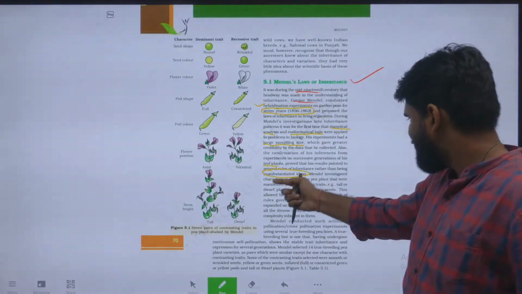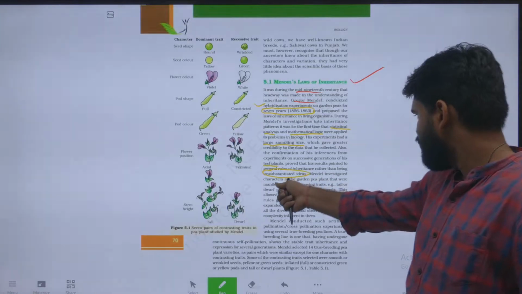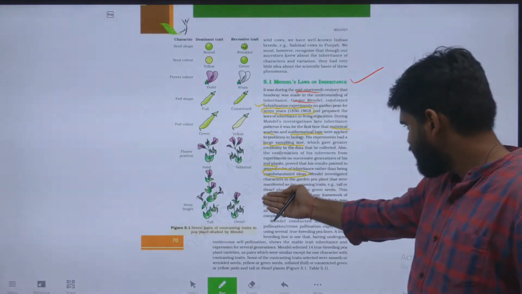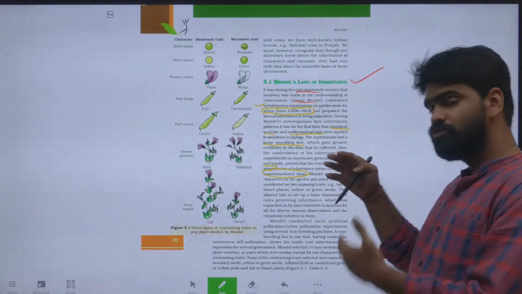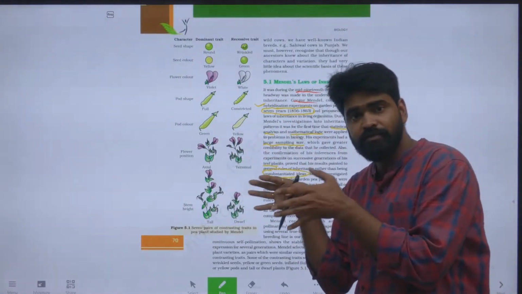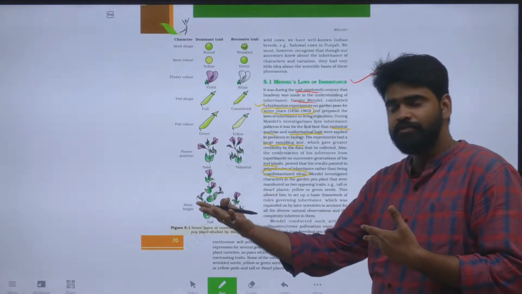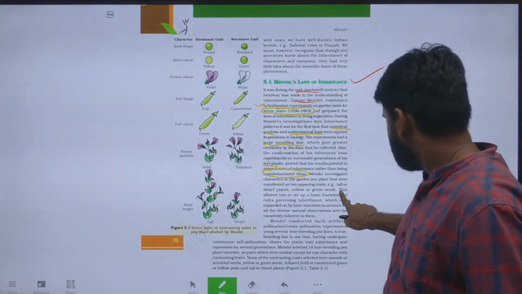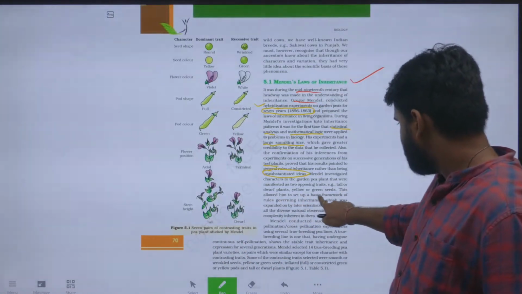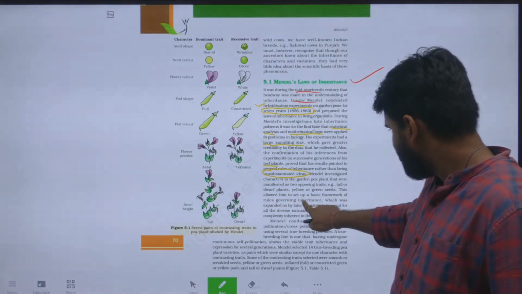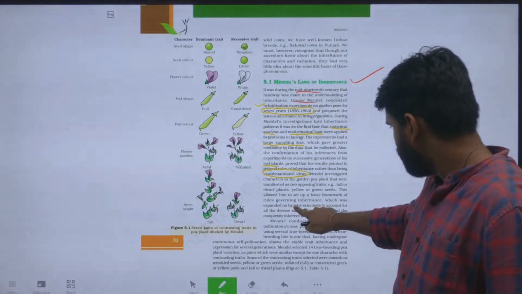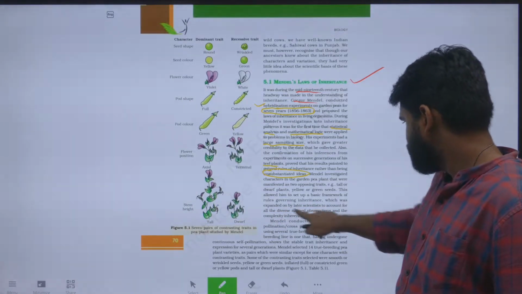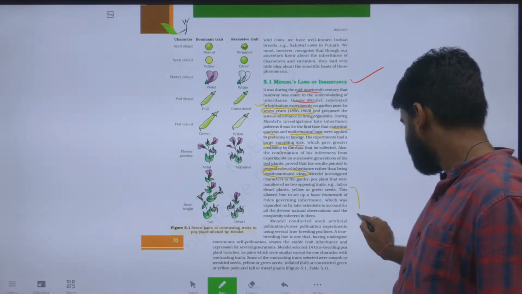Then Mendel investigated characters in the garden pea plant that were manifested as two opposite traits. One is tall and second is dwarf, yellow or green. So what they are saying is that the 7 pairs of characters he has taken are contrasting to each other. Clear? Then this allowed him to set up a basic framework of rules governing inheritance, which was expanded on by later scientists to account for all the diverse natural observations and complexity in inheritance.